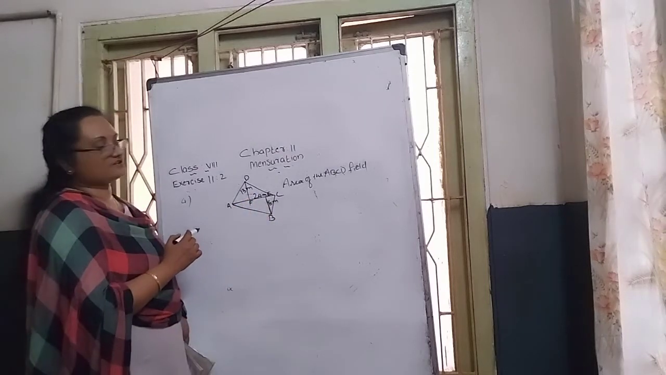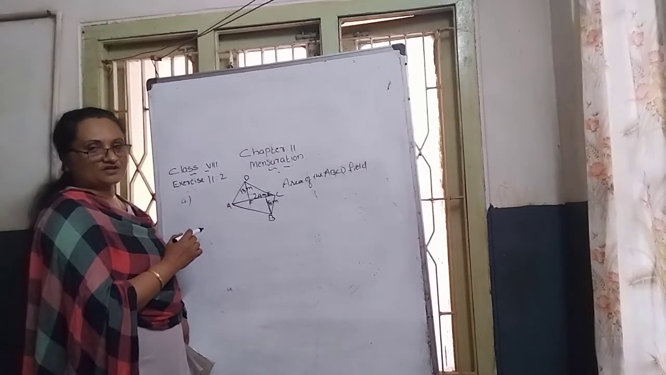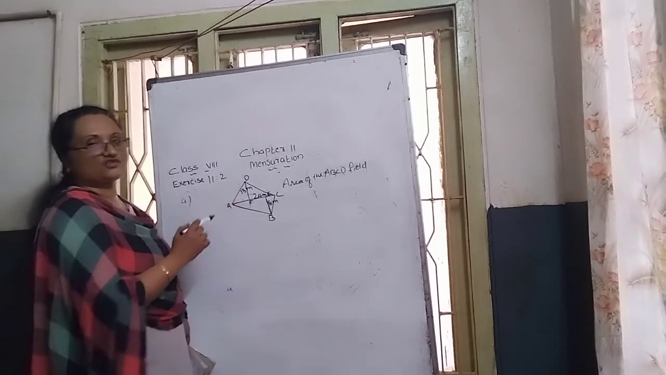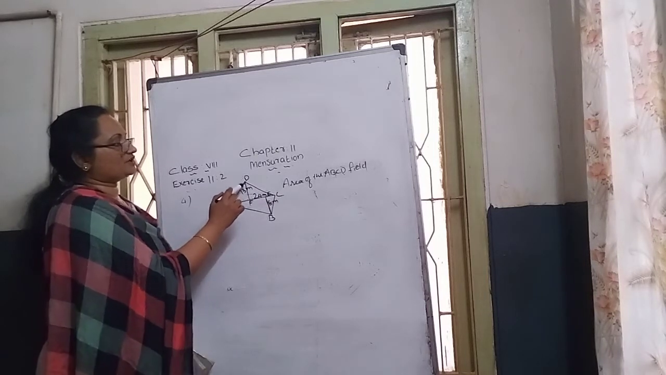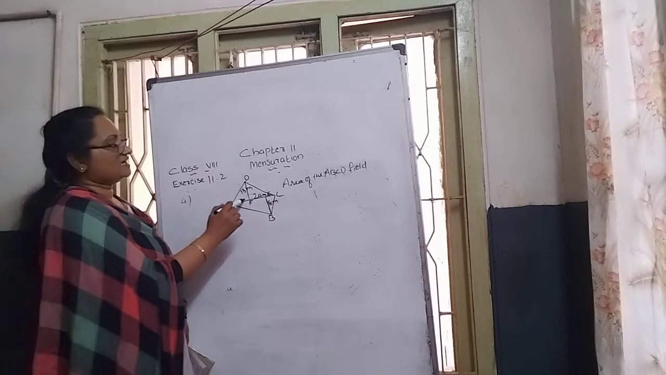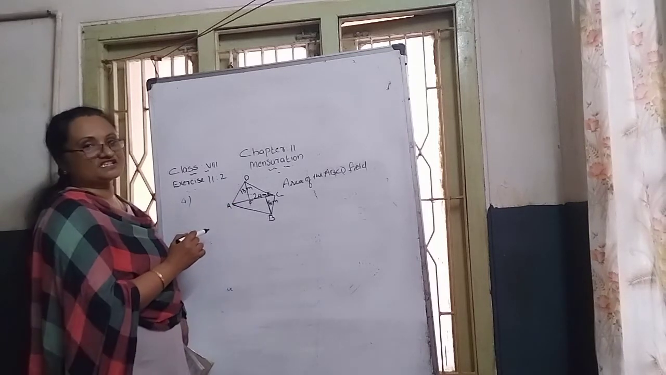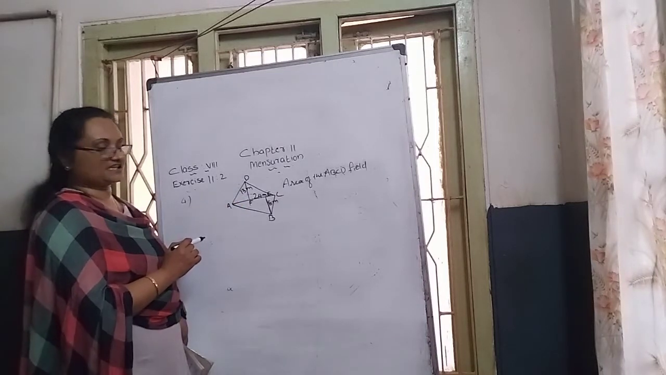AC diagonal is given. Measurement of the AC diagonal is given as 24 meter. Draw a perpendicular from vertex D to the diagonal AC, and mark the cutting point as F. The distance D to F is given as 13 meter.